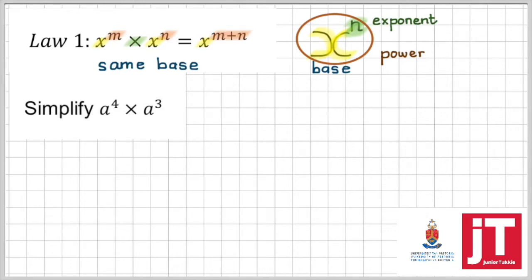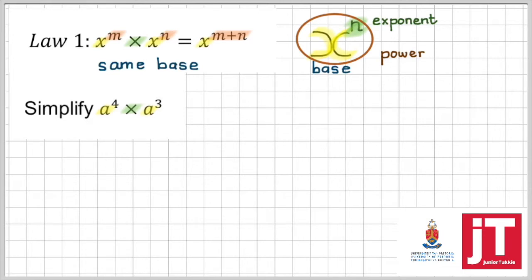Now, if you look at the problem that we have, a to the power of 4 multiplied by a to the power of 3, you will notice that the base here is exactly the same. The terms are not the same, because to have like terms, we need the same base to the same exponent. But law number 1 is independent of whether or not the terms are the same. We are looking to see if the bases are the same, and in this case, both of the bases are a.